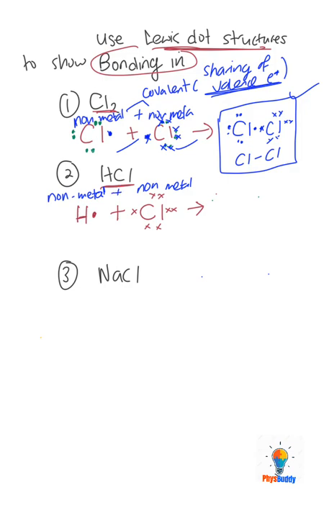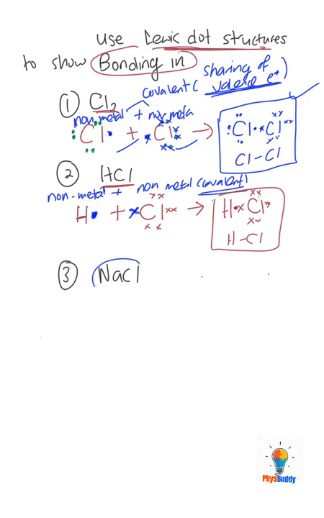Non-metal and non-metal would result in a covalent bond. Covalent telling us they would share their valence electrons. So this unpaired electron in hydrogen and this unpaired electron in chlorine would share. So the hydrogen with its unpaired and the chlorine with that unpaired, and they would share that pair. And that is the Lewis structure for hydrochloric acid.